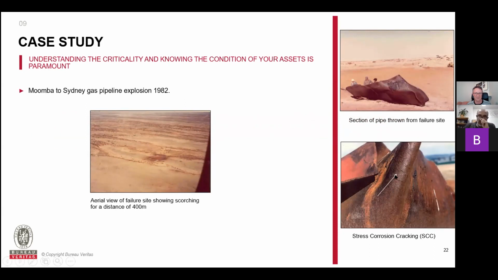And the cause of the failure really was stress corrosion cracking, which some of these pipelines are susceptible to and still are. We still get involved in doing condition assessments on pipelines to see what the level of stress corrosion cracking is like and whether they need to be sleeved or replaced. And this, obviously, at the time, being the main gas line into the city, would have caused a major disruption.